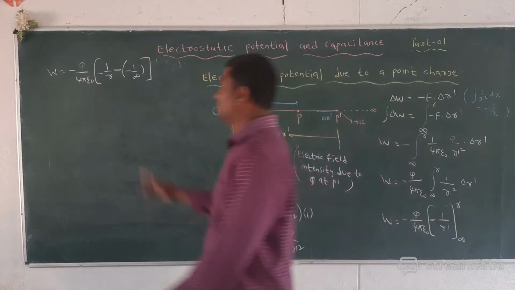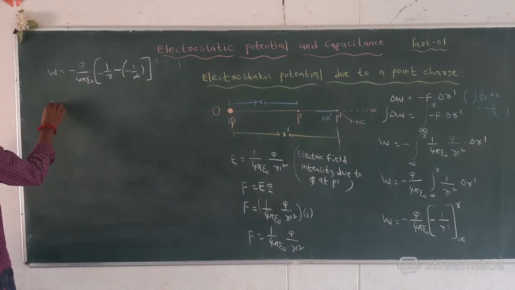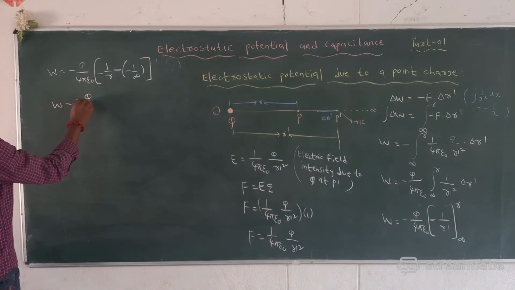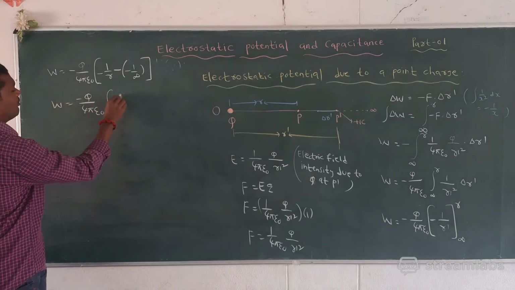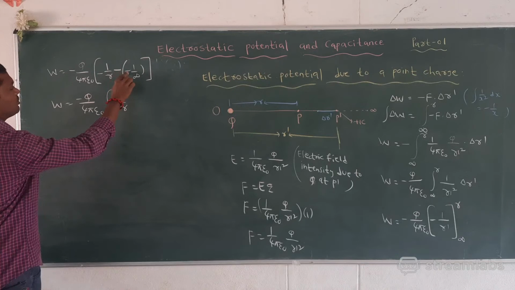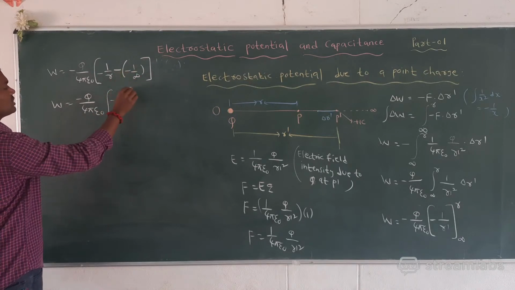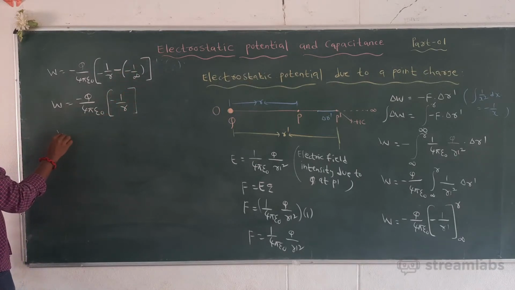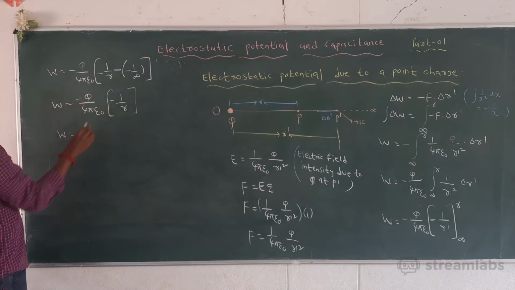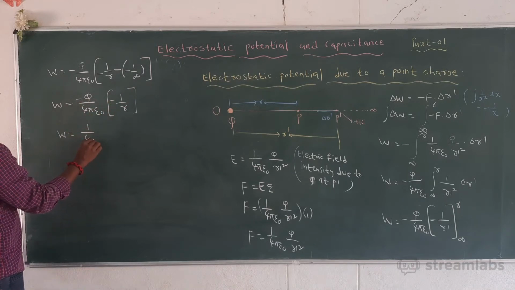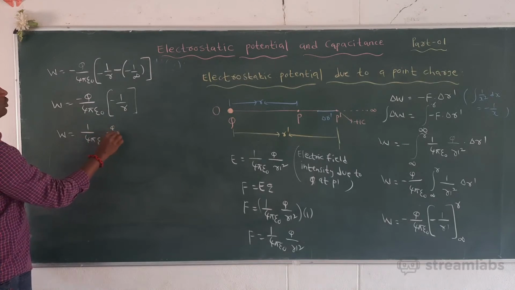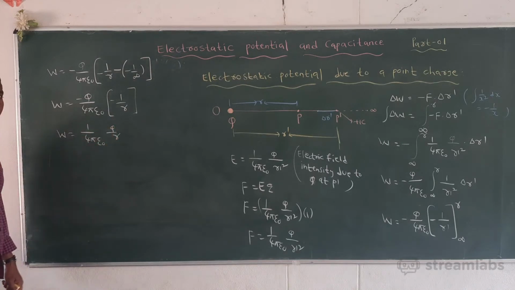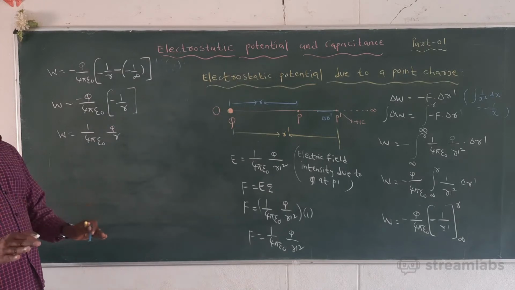So next, W is equal to minus q by 4 pi epsilon naught. We can write minus 1 by r, minus into minus plus 1 by infinity will be 0. So W is equal to minus into minus plus. So I can write W is equal to 1 by 4 pi epsilon naught q by r. Now we have found the work.